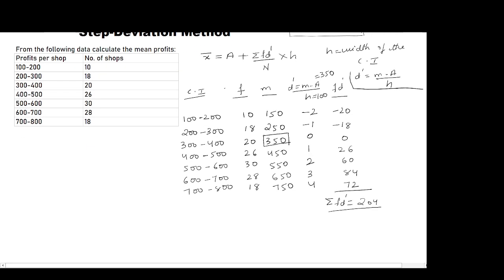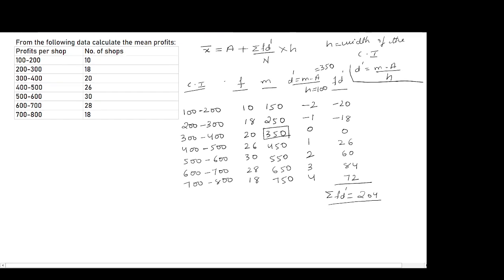Now we have calculated d dash value, m minus a divided by h. 150 minus 350 divided by 100 is minus 2. 250 minus 350 divided by 100 is minus 1, and so on. Next step, we have multiplied frequency values with d dash values and taken the total. We got summation f d dash value. Now apply the formula.